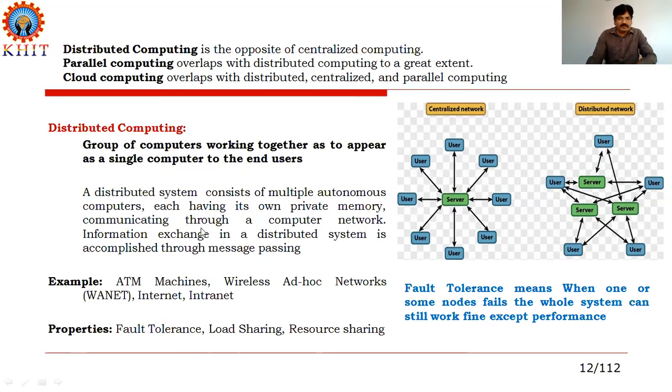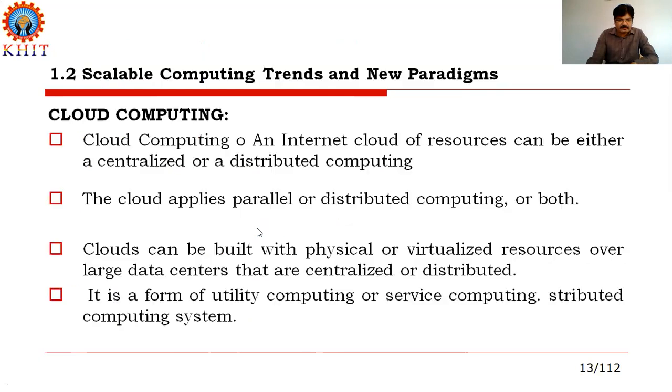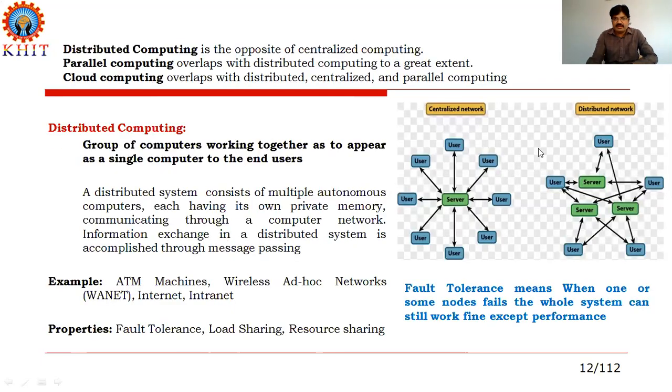In distributed computing, the distributed systems consist of multiple autonomous computers, and each has its own private memory, and they communicate through computer networks over a period of time. The best examples of distributed computing are ATM machines, wireless ad hoc networks, the internet and intranet. These are well-defined examples of distributed computing.